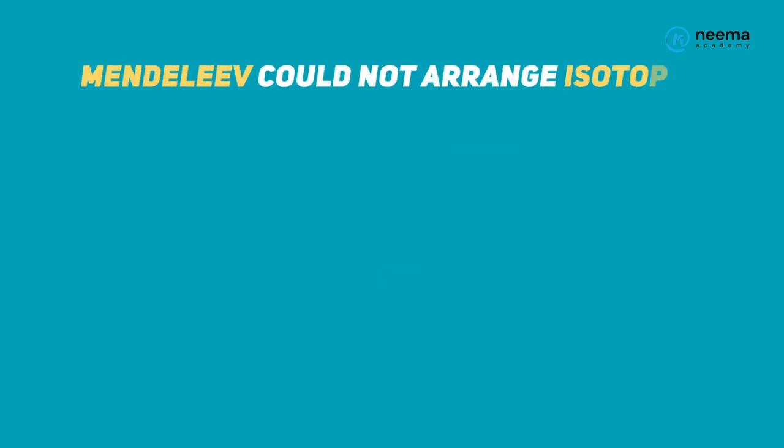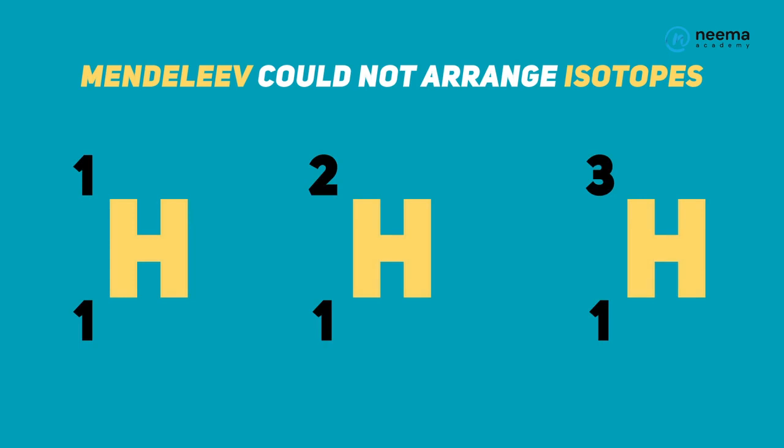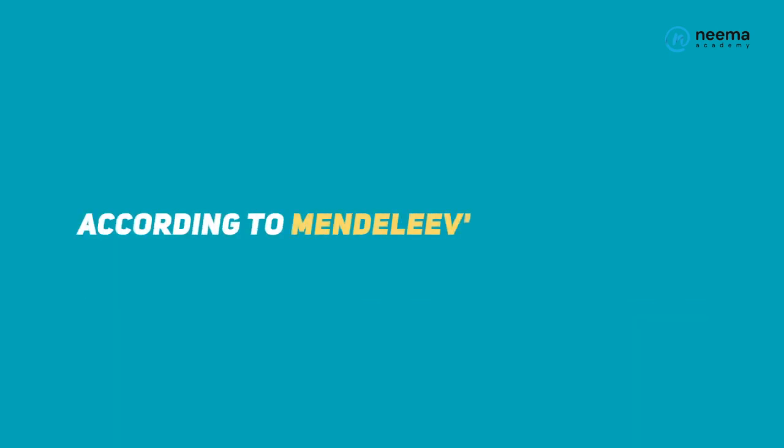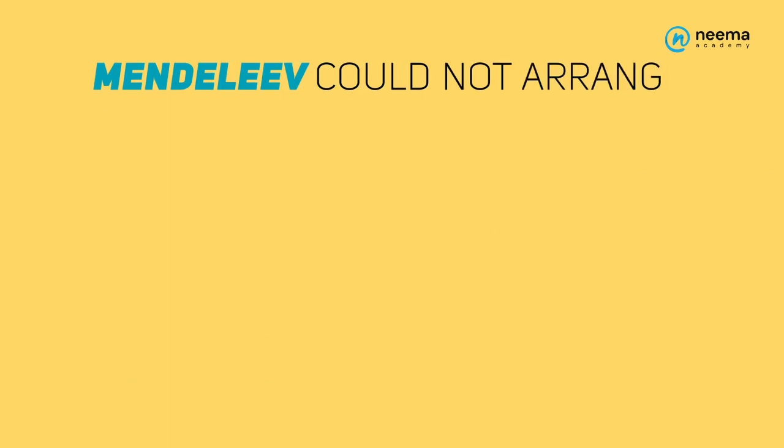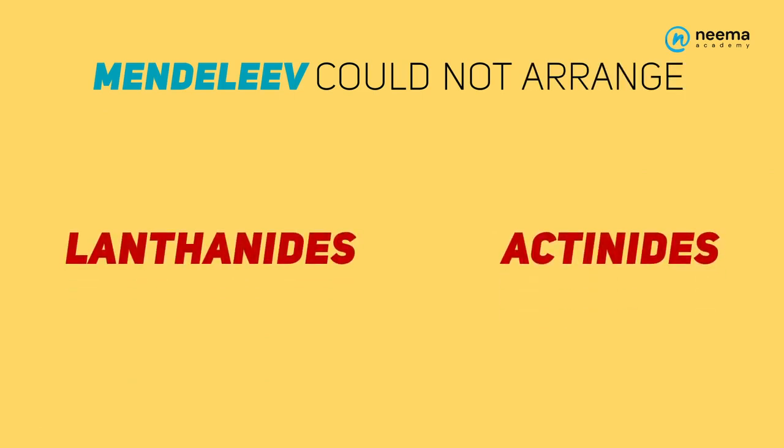2. Mendeleev could not arrange isotopes because they have different atomic weights but the same atomic number. According to Mendeleev's periodic rule, carbon should be placed into 3 different places because carbon has 3 isotopes having atomic weight 12, 13, and 14. 3. Mendeleev could not arrange lanthanides and actinides.